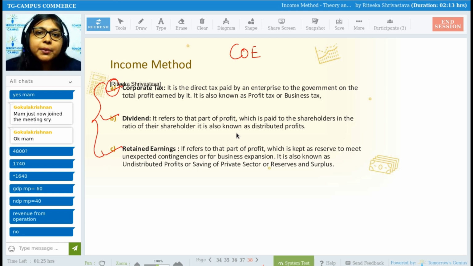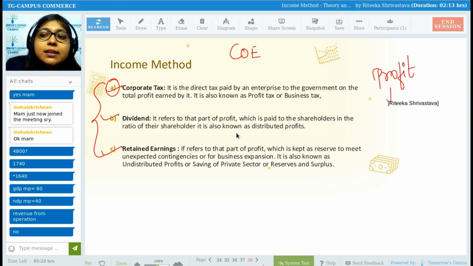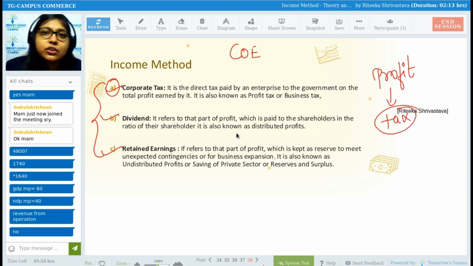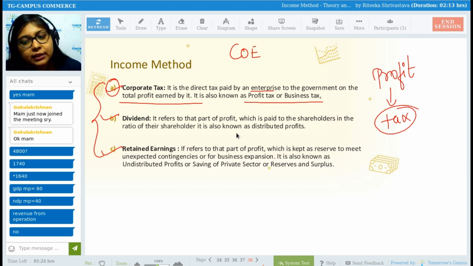Now what is corporate tax? Corporate tax means when every organization incurs income, every organization incurs profit. So out of that profit, total profit, the organization has to pay certain amount of money as tax. And this tax paid by the organization is called as corporate tax. It is the direct tax paid by an enterprise to the government on the total profit earned on it. It is also known as profit tax or business tax. So in the question, they might give you corporate tax, they might give you profit tax, they might give you business tax. You should know it means nothing but corporate tax only.